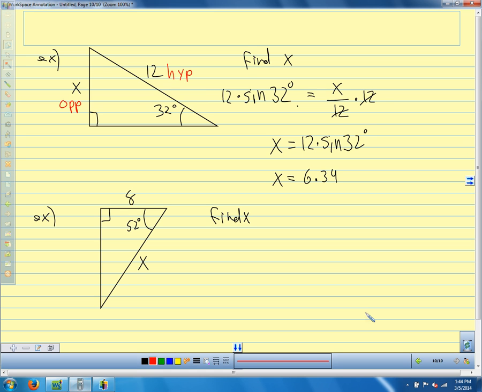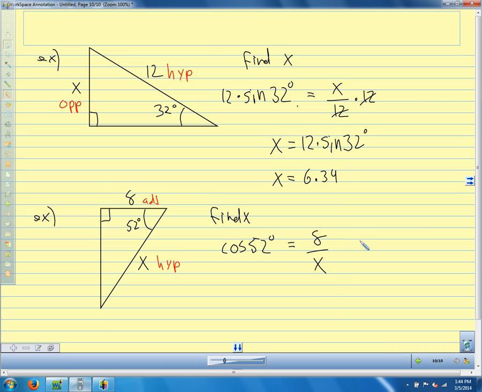So let's label our triangle. X, the side we're looking for, opposite, adjacent, or hypotenuse for this angle? X is the hypotenuse. 8, opposite or adjacent? Adjacent. It's next to the angle. What trig ratio tells us about the adjacent and the hypotenuse? Cosine. So I'm going to write my equation. Cosine 52 degrees equals the adjacent, 8, over the hypotenuse, x.